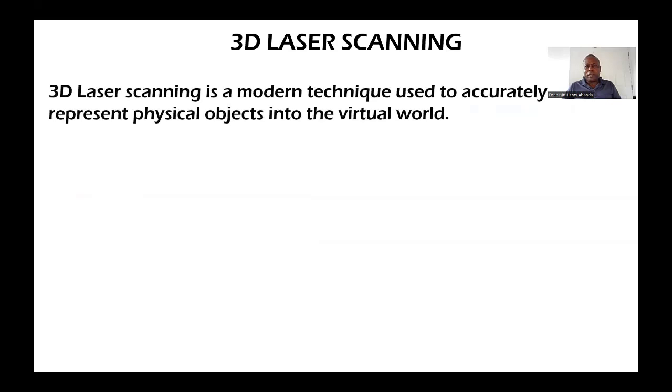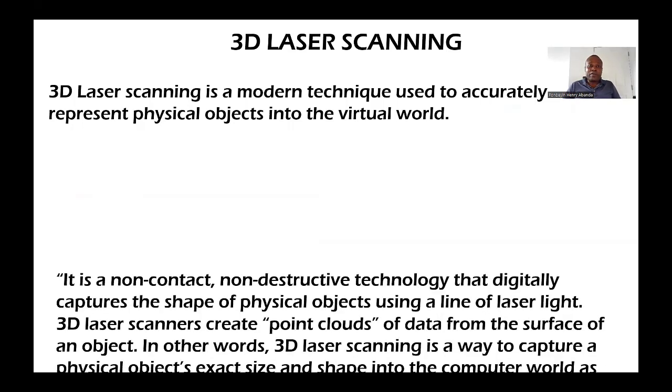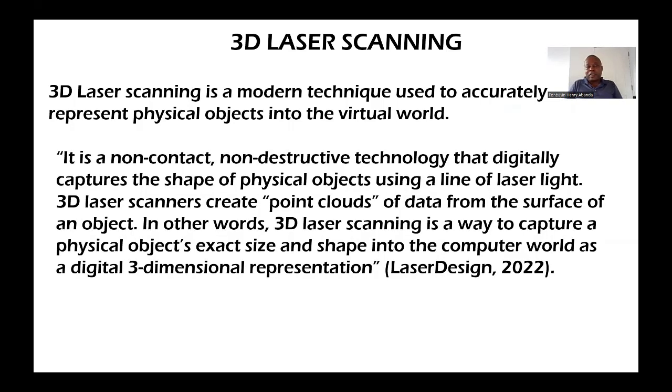Now, let's focus on 3D laser scanning, which is a modern technique used to accurately represent physical objects. And I like that definition. It is a non-contact, non-destructive technology that digitally captures the shape of physical objects using a line of laser. 3D laser scanners create point clouds of data from the surface of an object. In other words, 3D laser scanning is a way to capture a physical object's exact size and shape into a computer world as a digital three-dimensional representation.